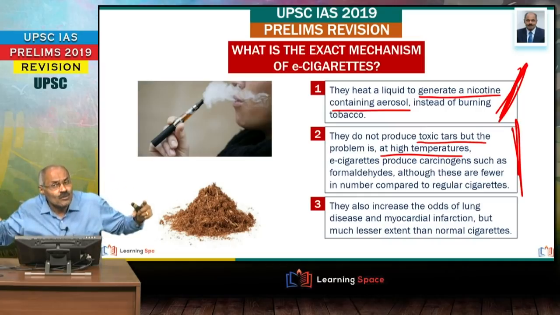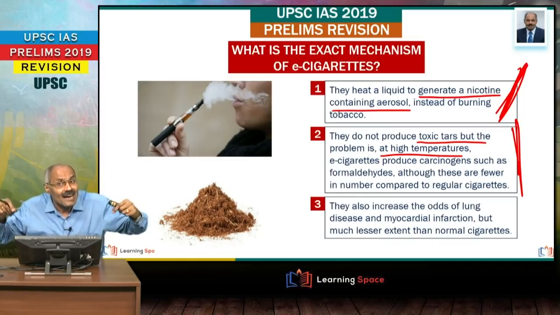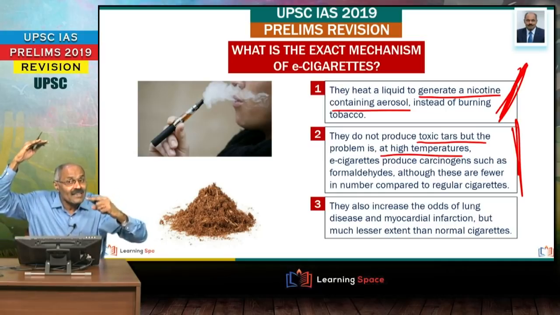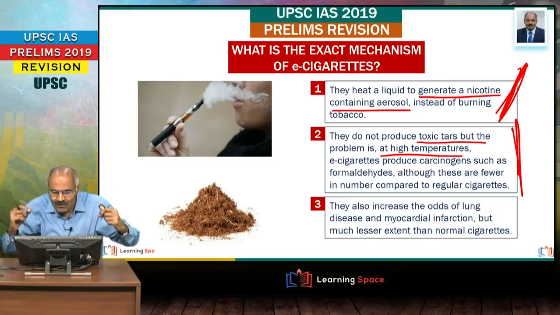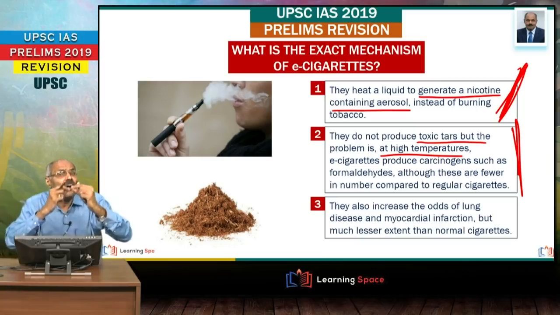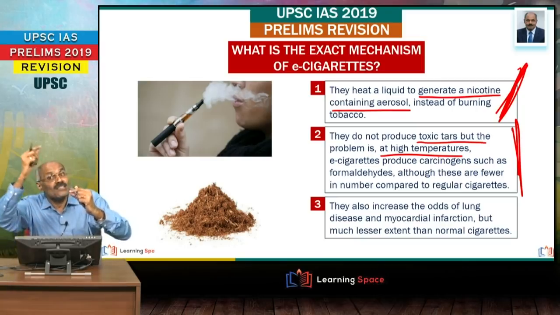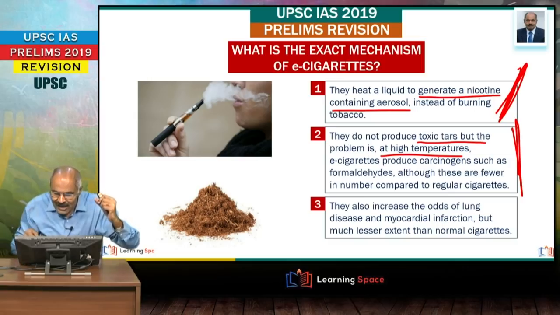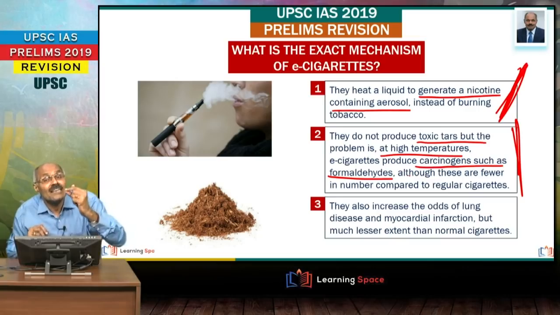In e-cigarettes, if you see, here also nicotine is there, and sometimes the nicotine in e-cigarettes is higher than in normal cigarettes. The most important aspect is that at high temperatures, because here the liquid form of nicotine is converted into an aerosol at high temperature, e-cigarettes produce carcinogens such as formaldehydes. Friends, please recollect, sometime back we learned there are traces of formaldehydes in the Johnson & Johnson shampoo packets.